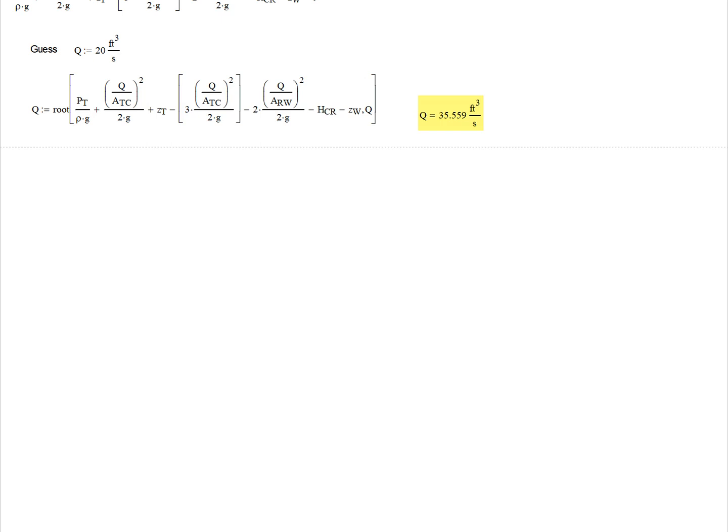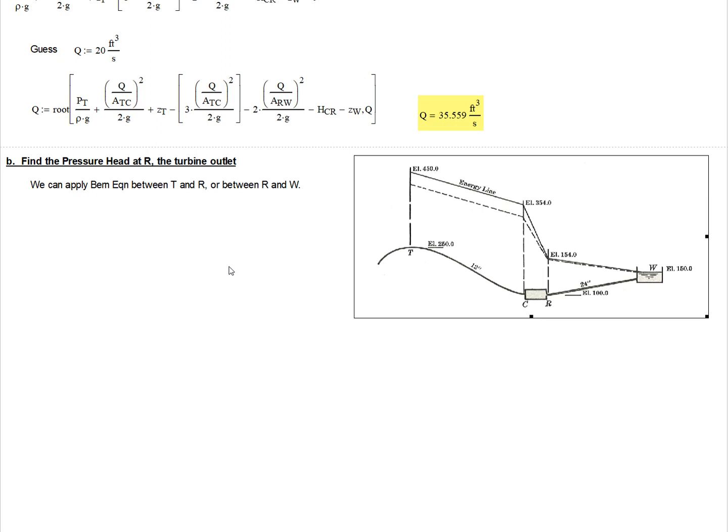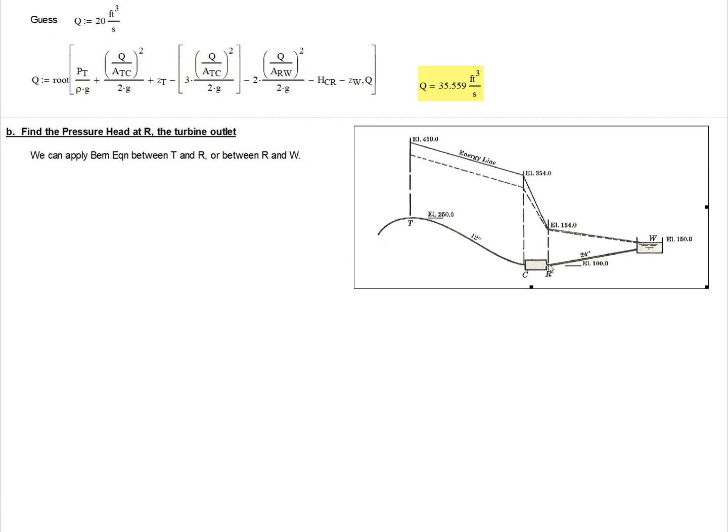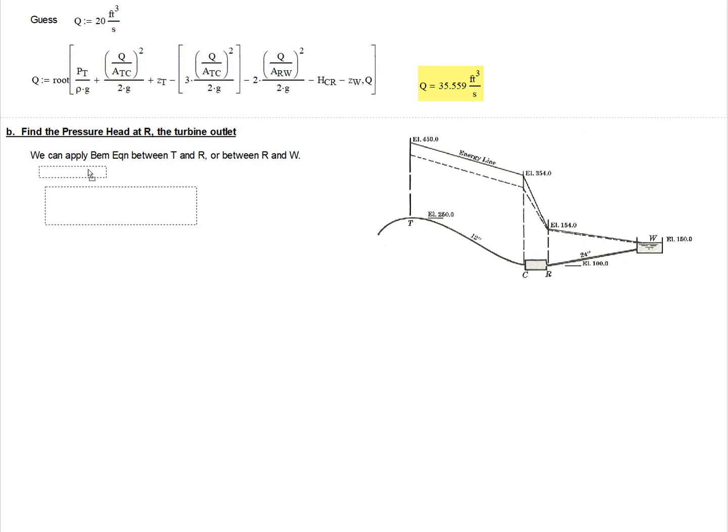All right. So now I want to calculate the pressure head at the outlet of the turbine, at R. So let me bring over a smaller version of this. We can apply the Bernoulli equation between T and R, or we could apply it between R and W. I'm going to apply it between R and W first, because it looks like it's going to be easier.